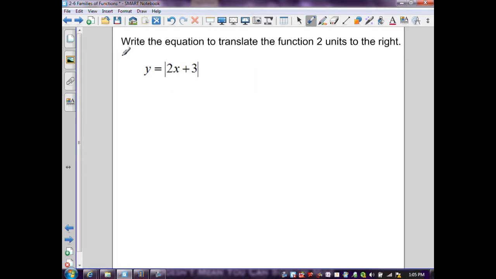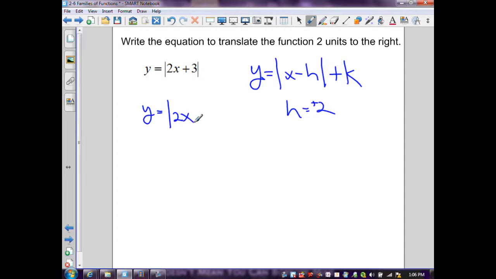Our next example, they want us to write the equation to translate the function 2 units to the right. Here, our general function, again, is y equals the absolute value of x minus h plus k. They want us to translate this 2 units to the right. Therefore, h is going to be a positive 2. And if I rewrote this to fit this formula, that would give me y equals the absolute value of x minus h, but since this is a plus sign, my h would be a negative 3.